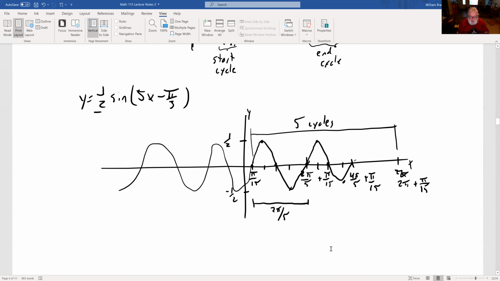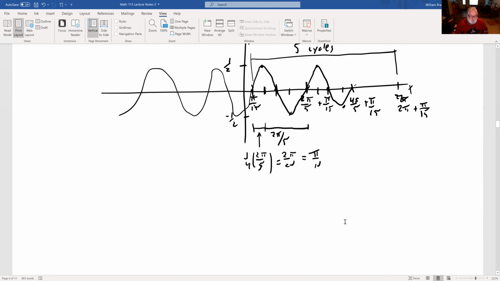You can try and figure out exactly what these numbers are. Right? So 1, 2, 3, 4. If the length is 2 pi over 5, a quarter of that length is 2 pi over 20, which is pi over 10. So this is pi over 15. This will be pi over 10 plus pi over 15. This will be 2 pi over 10 plus pi over 15, etc. That's really not hugely useful, but you can calculate it out.